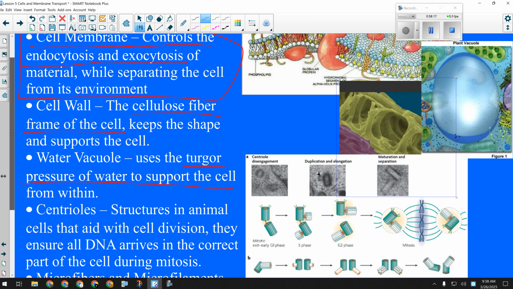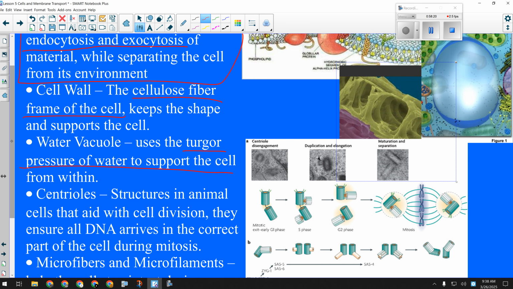Okay, centrioles. They're only in animals, okay? So they're structures in animal cells that aid with cell division. That's what you really need to have if you were answering that question. Centrioles help with cell division, okay?